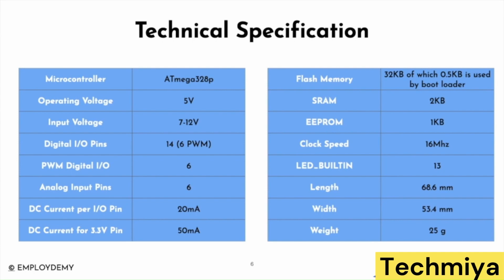Now talking about digital IO pins, how many digital pins are there? There are 14 digital pins in the Arduino, of which 6 are PWM, pulse width modulation, pins. As you can see in the next part, we have 6 PWM pins and 6 analog pins. Now what is the max DC current given per pin? 20 milliamps is the max current given per pin, and that is for 5 volt. The DC current for 3.3 volt is 50 milliamp.